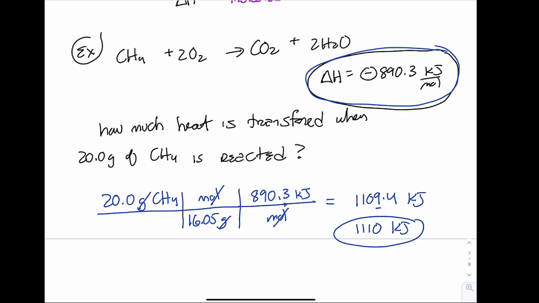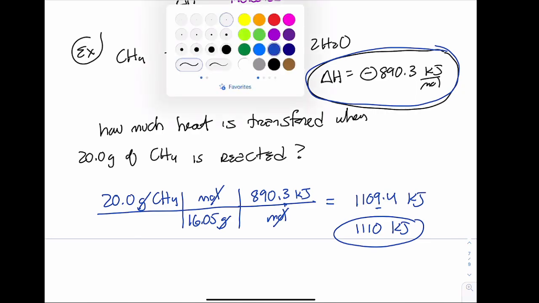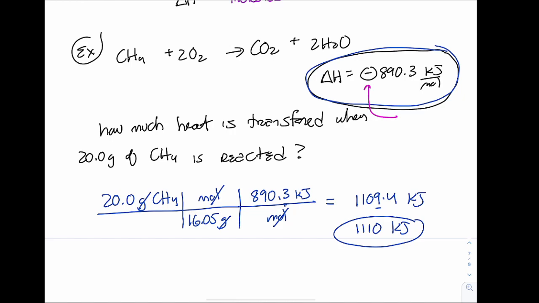I did drop that negative sign. If you're wondering why I did that, the problem just wants to know how much heat is transferred. It didn't say is it being absorbed or released, it just says how much heat is transferred. Remember, that negative value only tells me that it's being released, right? The amount of heat that's released is 890.3 kilojoules per mole. I'm not releasing a negative value of heat. The negative means it's releasing. My amount of heat is 890.3 kilojoules per mole. So I did drop that sign, right?